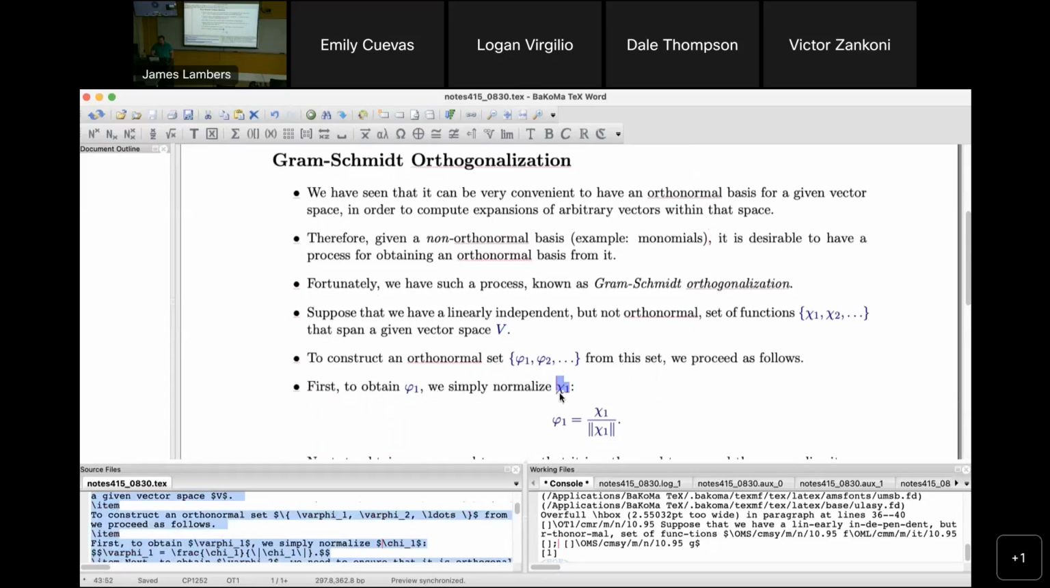I just realized I was pronouncing these wrong, chi1, chi2. I guess that would be chi1, chi2. Yeah, that's what it's supposed to be. All right, so whatever.